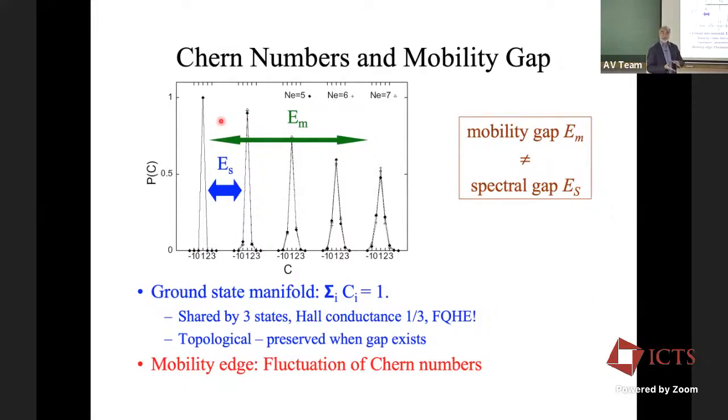And so there is a level crossing. And at very large disorder, it turns out that if you look at the lowest 3 eigenstates, they are all with Chern number equal to 0. So that is basically the transition from a topological state to a non-topological Anderson insulator state.